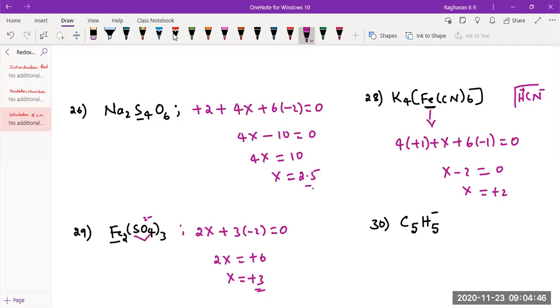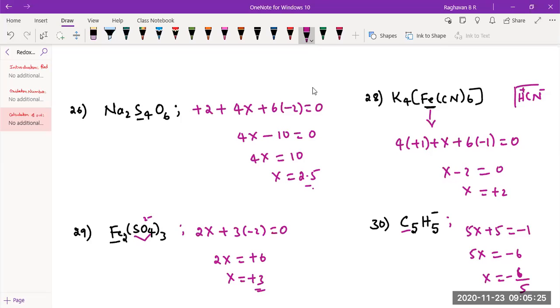Correct? How about this, C5H5 minus? You need to find out carbon. 5x plus 5 hydrogen is equal to minus 1. So 5x is equal to minus 6, so x is equal to minus 6 by 5. So again fractional.